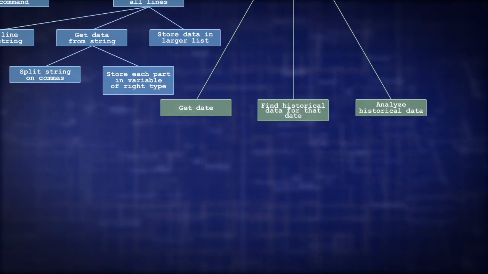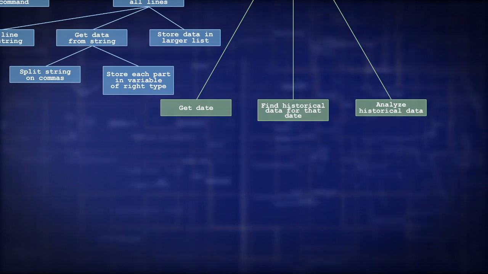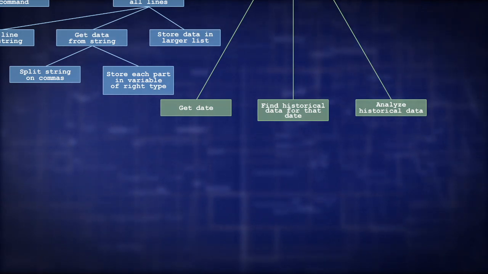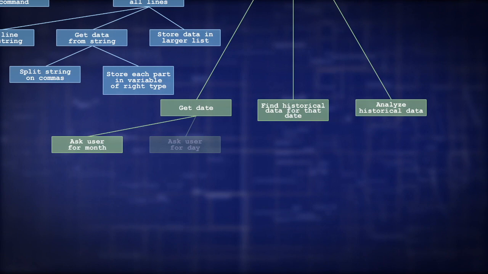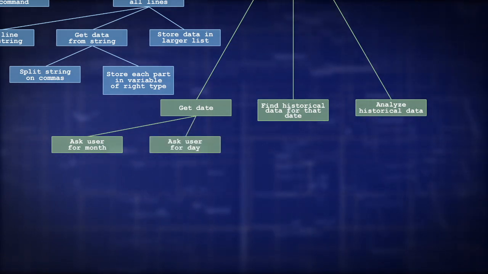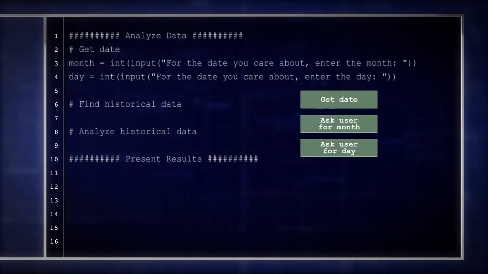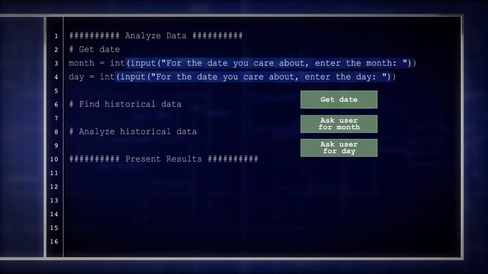In order to get the date from the user, we'll need to ask the user for the month and the day. There are lots of ways we could do this, but to keep it simple, we'll ask for the month, then for the day. So for this design, how would you write the code that reflects this? There will be just one line of code for each piece of the design. We just have a couple of input commands, each time converting the input to an integer.